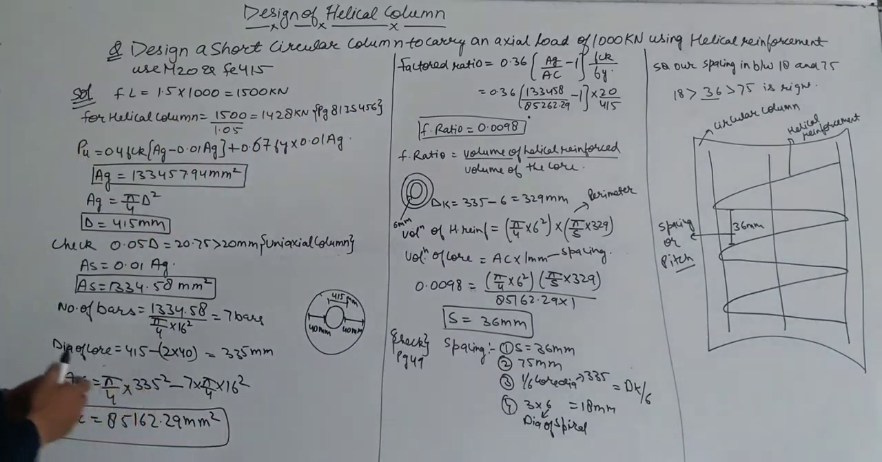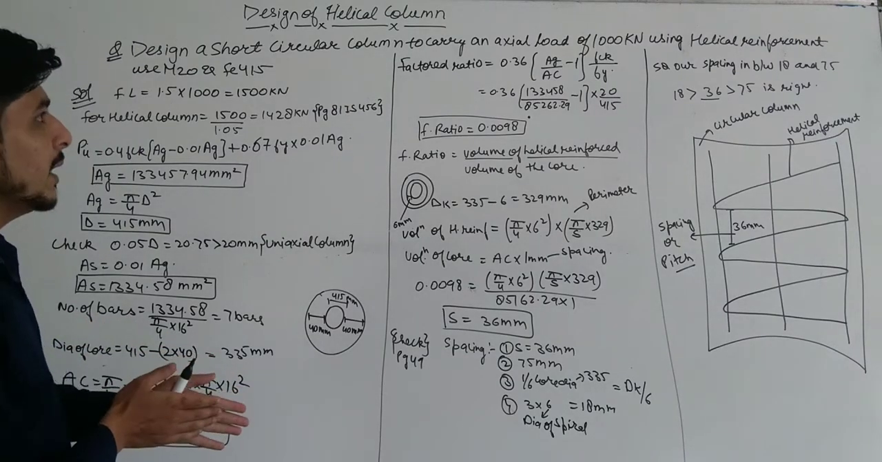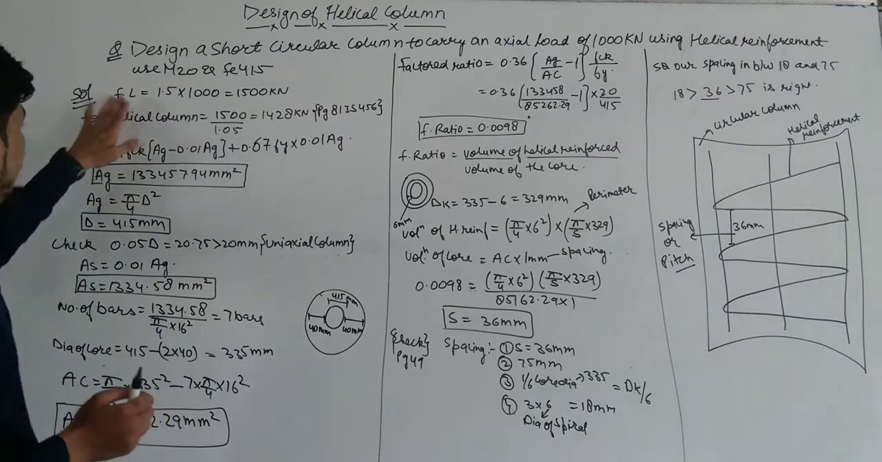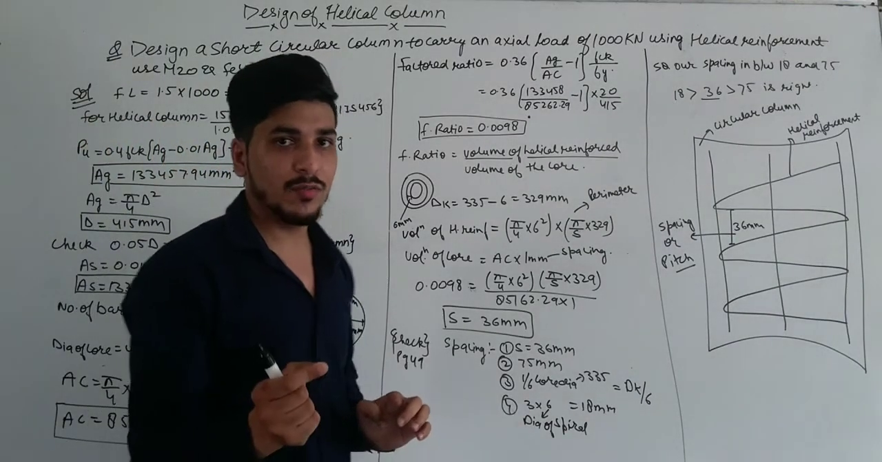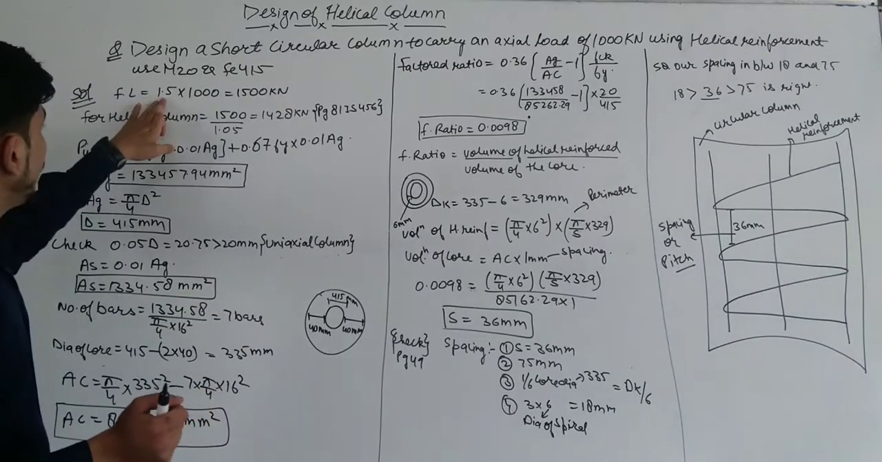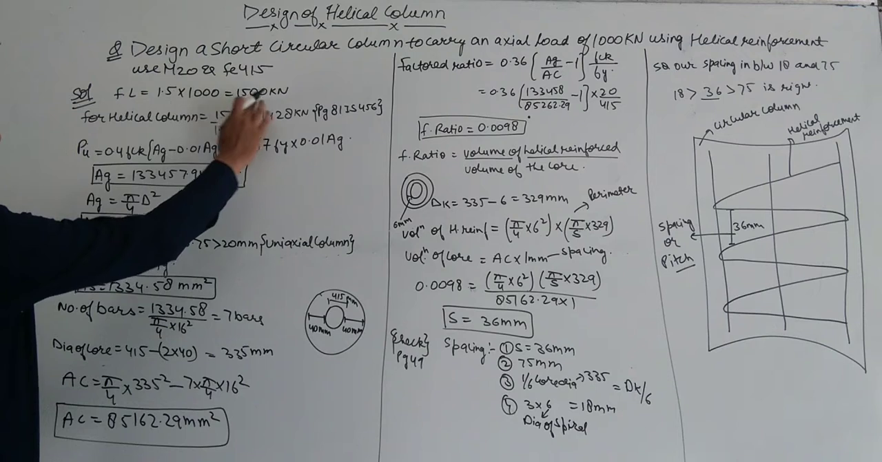Now first we will discuss the given data. The given data is fck, fy and the load. First we have to multiply by the load factor, a partial factor of 1.5 on the load. So 1.5 into 1000 equals 1500 kN.